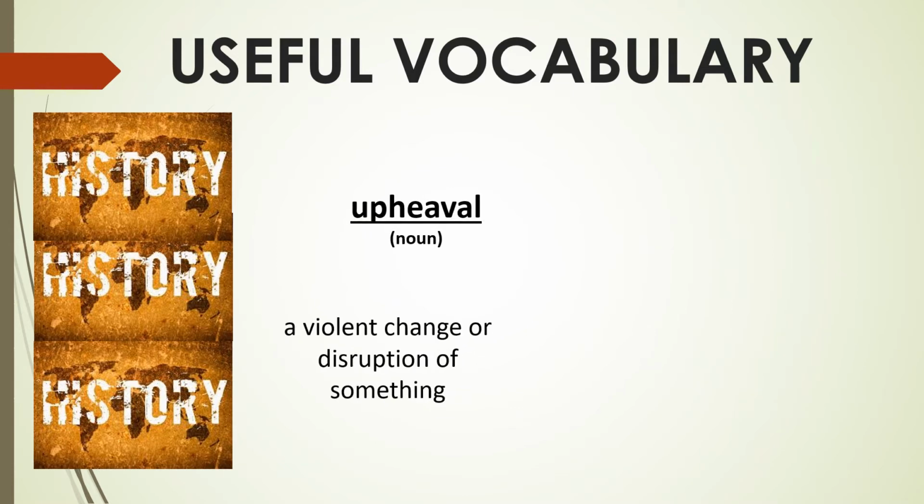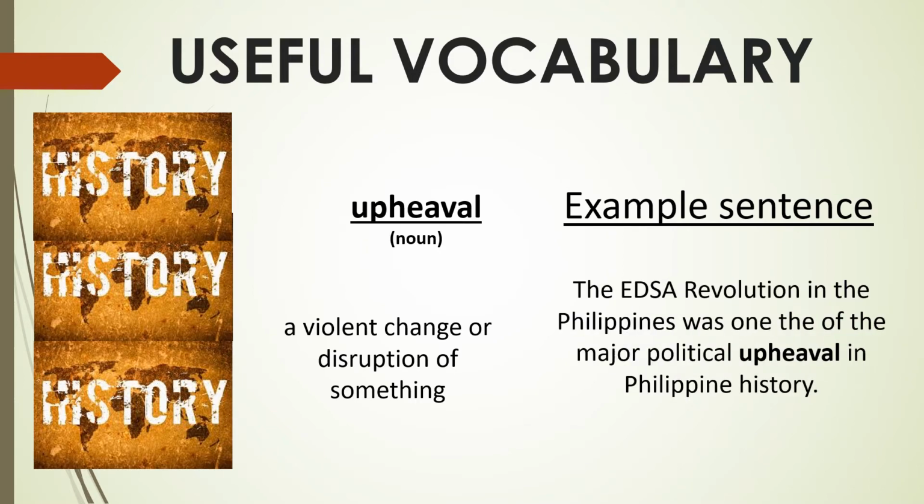The next word that we need to study here is a noun, which is upheaval. It means a violent change or disruption of something. Now this pertains to something that happens in society, where we observe a violent change or disruption. An example sentence here is that the EDSA revolution in the Philippines was one of the major political upheavals in Philippine history. Also, as we have heard from the news, there was one time in the Philippines that some of the protesters rallied in major streets, and they caused upheaval in some cities in the Philippines.